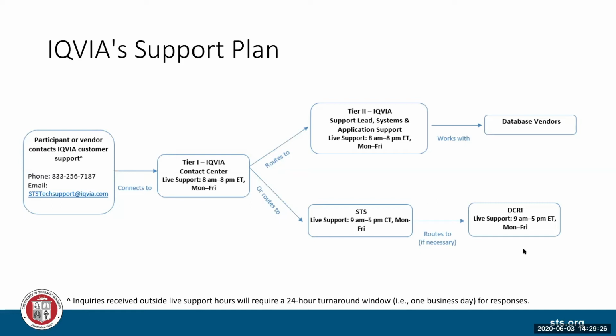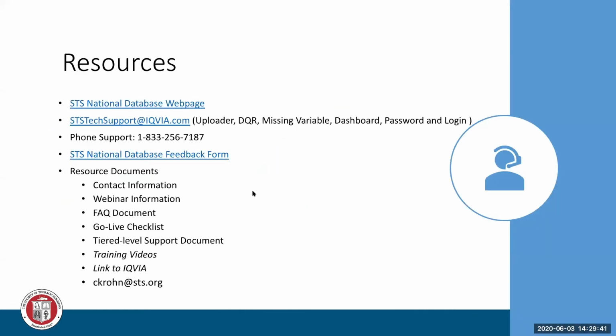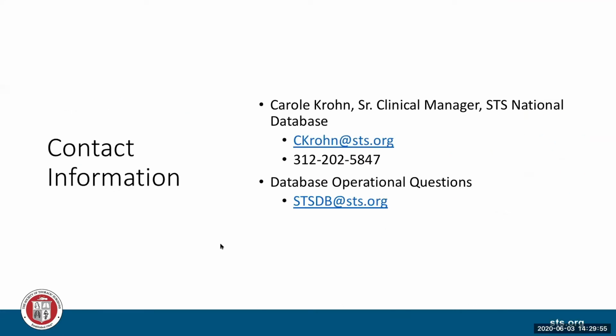And then if it's necessary to go over to DCRI, if it's an analytical question that is way beyond our knowledge of how the analytics work or the risk models work, we will send it over to DCRI, which could take a few days for a response. Again, the STS National Database webpage is sts.org, and then Registries and Research, which will take you over to the STS National Database page. And there's my contact information. And I think it's time to go to questions and answers.